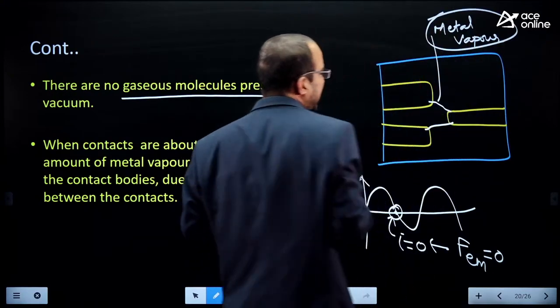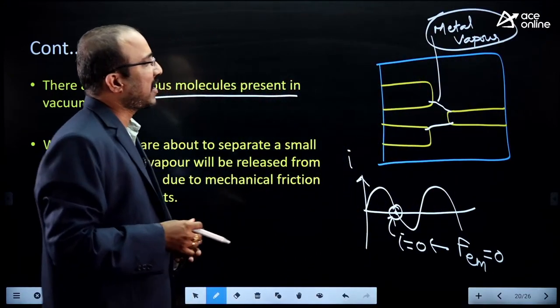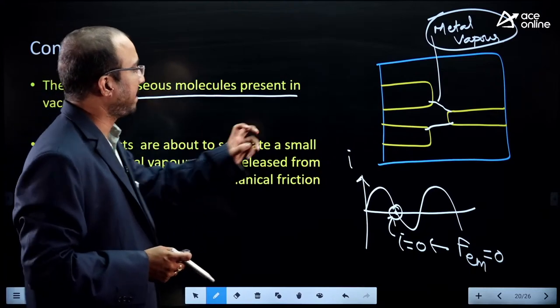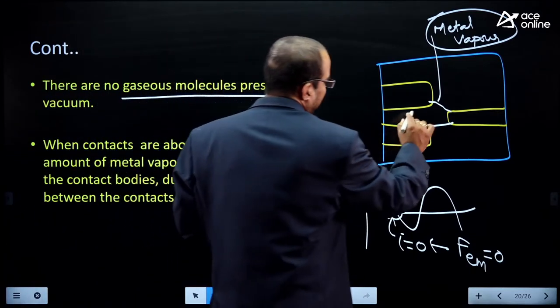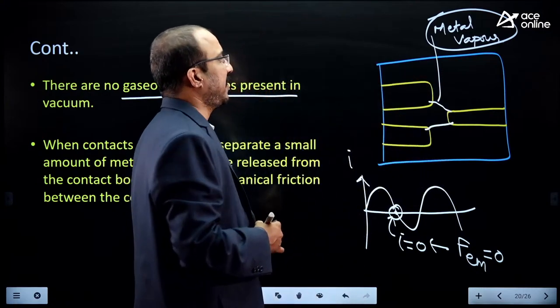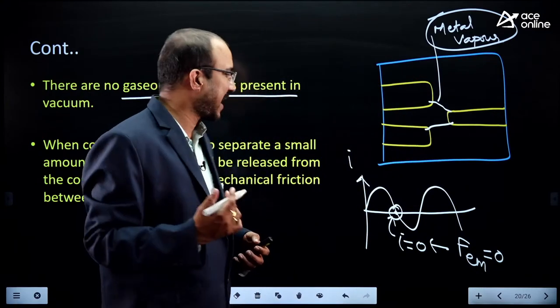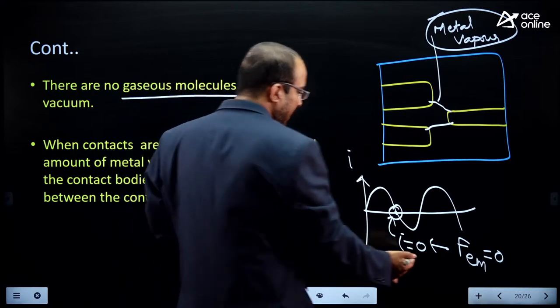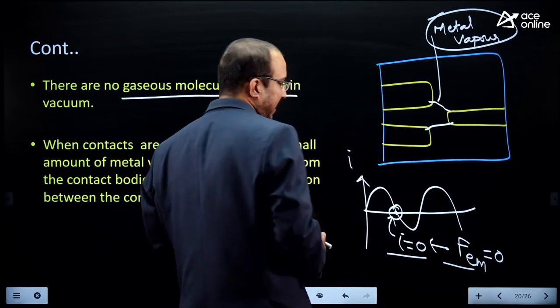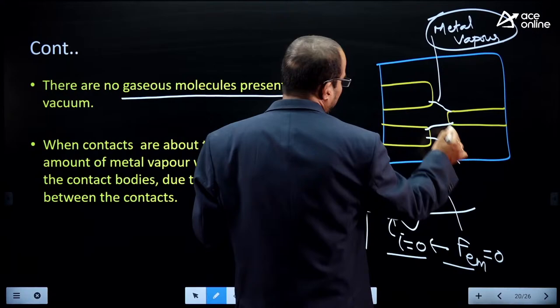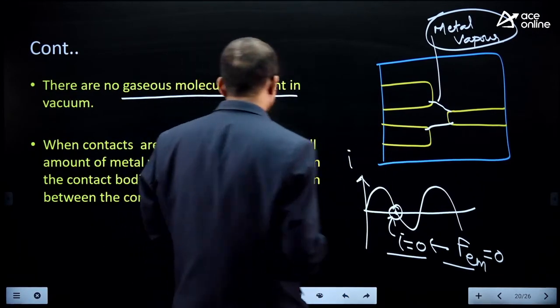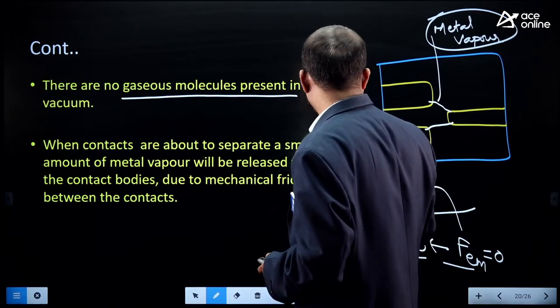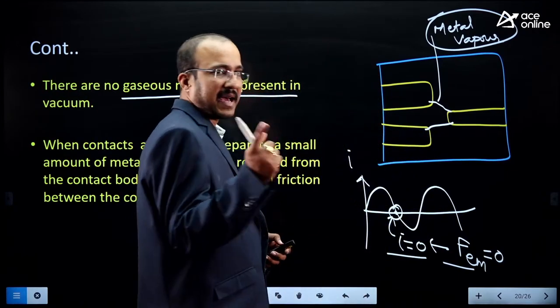So how will the arc formation take place? Whenever the contacts are separated, there will be formation of what? Metal vapor. Due to that, arc formation will take place. Whenever the contacts get separated, metal vapor will form. That is also known as plasma. At the current zero point, the electromagnetic force becomes zero. Only gravitational force will exist and the arc will touch the chamber and the arc will extinguish. So at the first current zero point only, the arc will be quenched.